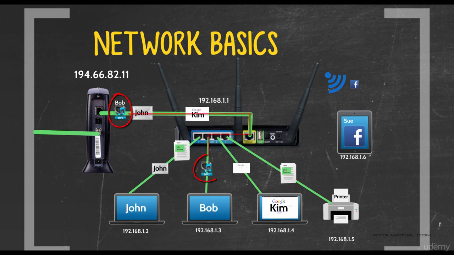Bob receives an incoming MP3 file transfer, and the router directs the file to Bob's computer using his locally assigned IP address. Kim is browsing the internet, and the router is directing incoming and outgoing HTTP requests to Kim's web browser. Sue's tablet is connected to the router through Wi-Fi. The router has assigned Sue's tablet a local IP address just like any other device. Since Sue is on the internet using Facebook, the router is relaying HTTP packets from Sue's web browser to Facebook's web server.